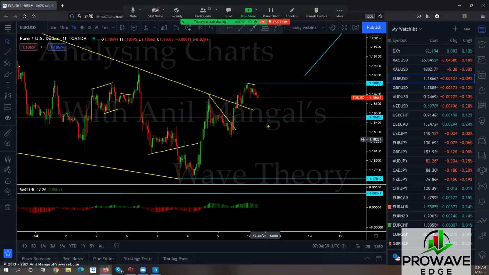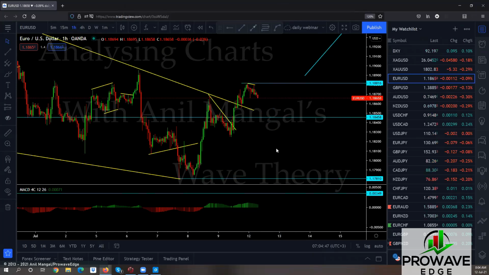If they drop lower, let's assume this is a smaller correction. We drop lower here, make a flag here, then we will go for the sell. We don't have that as yet.